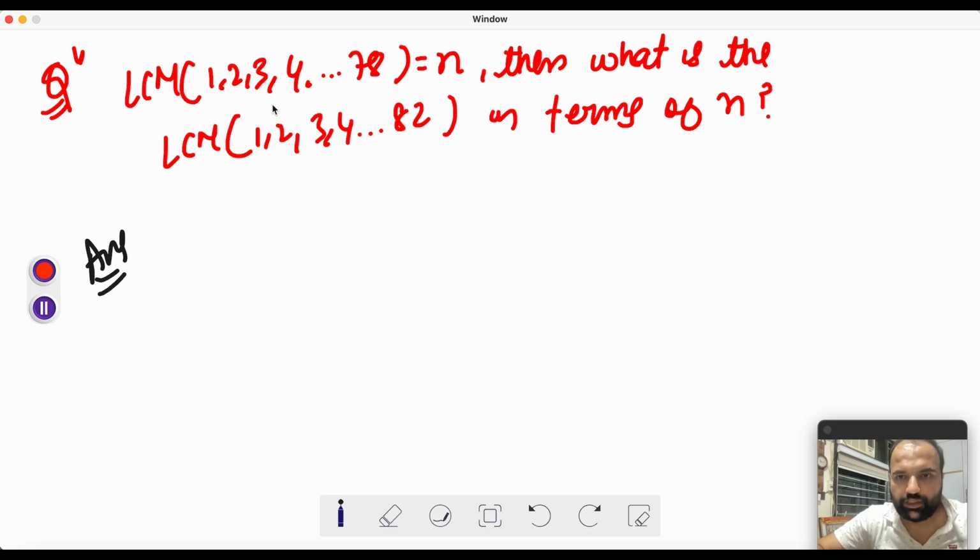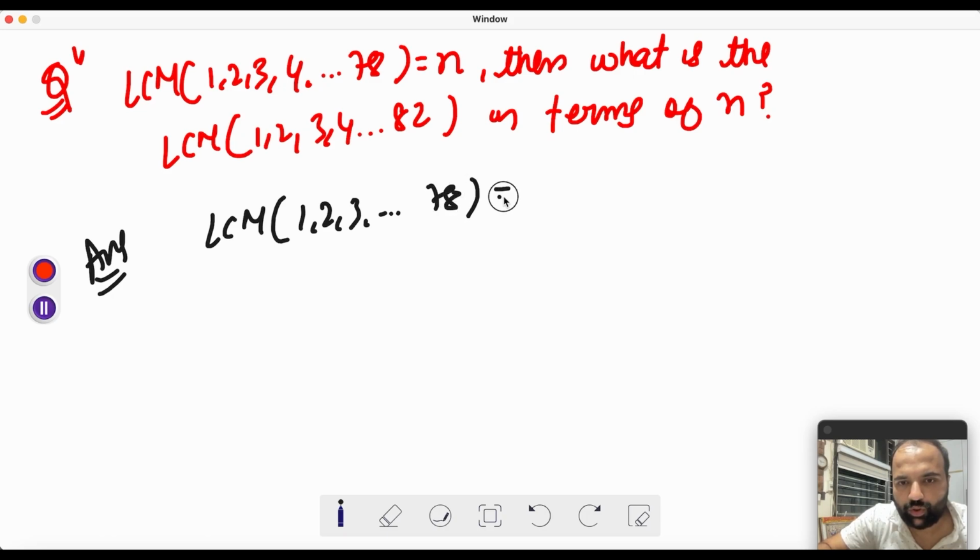Okay, now see the similar question. LCM of 1 to 78 is n. So we'll just rewrite this: LCM of 1, 2, 3 up to 78 is n. If I want to break it into prime factors, the highest power of 2 will be 2 to the power 6, which is 64.